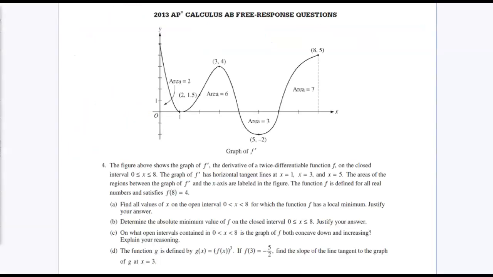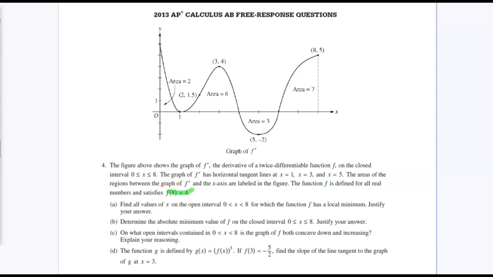Okay, I'm hoping these are making a little bit of sense. Again, here's an exam question from 2013, and it shows the figure above shows f prime, the derivative of a twice differentiable function. It tells us the graph has horizontal tangent lines at 1, 3, and 5. And now it gives us the area of each of these regions. And they're also giving us a known value on the function that f of 8 is equal to 4.